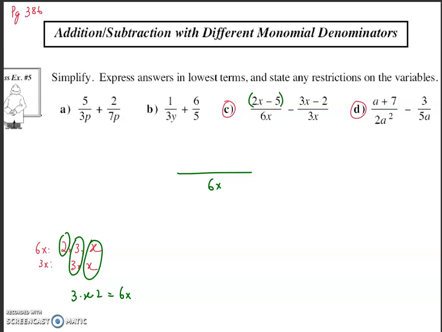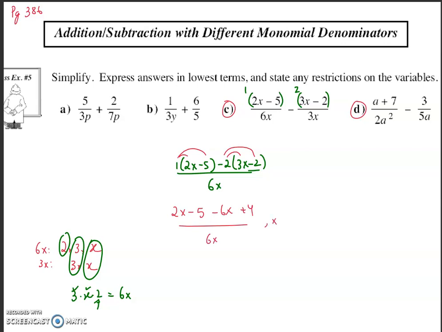This first fraction needs to be multiplied by 1 because it already has a 6x. So it's going to be 1 times (2x minus 5). The second one here, not forgetting our brackets, needs to be multiplied by just a 2 because it already has the 3x. It just needs a 2. So I'm going to multiply this by 2, so minus 2 times (x minus 2). Then we're going to distribute in our numbers outside. So we get 2x minus 5, and this gets negative 6x plus 4, over 6x.